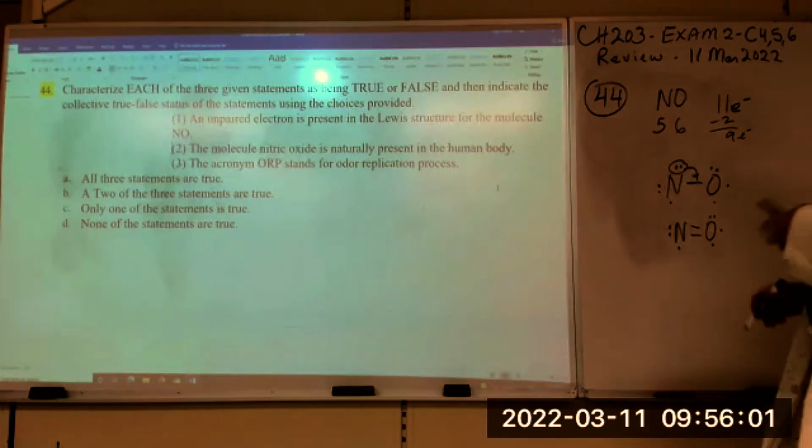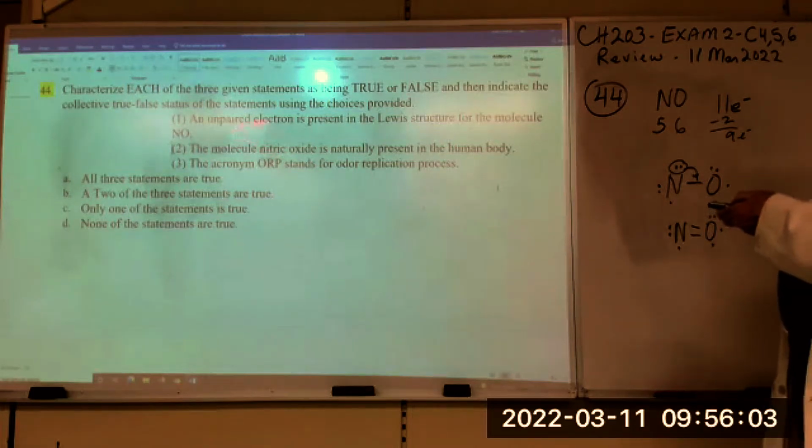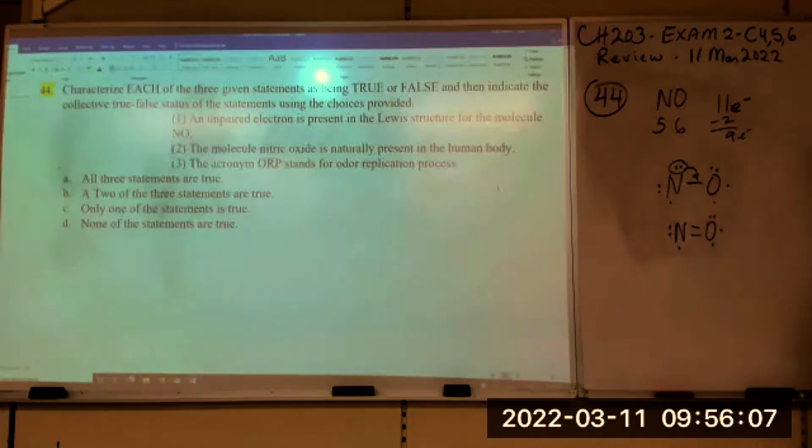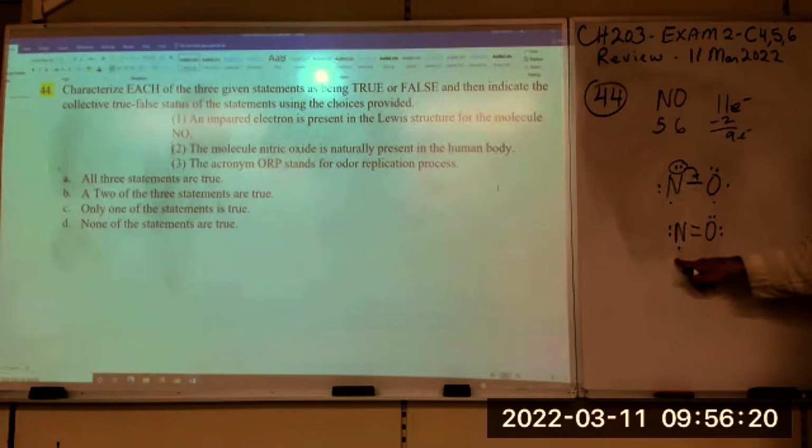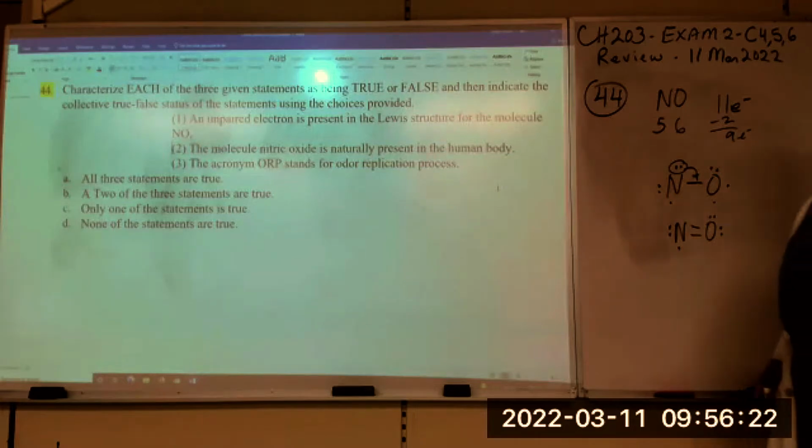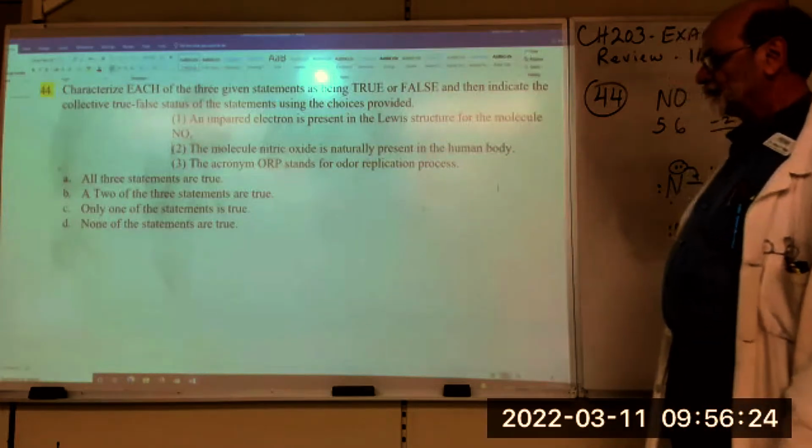Okay, let's go back. An unpaired electron is present in the Lewis structure of the molecule. Well, yeah. In fact, there's more. Well, okay. These would typically be written as paired. Okay, but we still have this unpaired electron on nitrogen. So that's true. 1 is true.